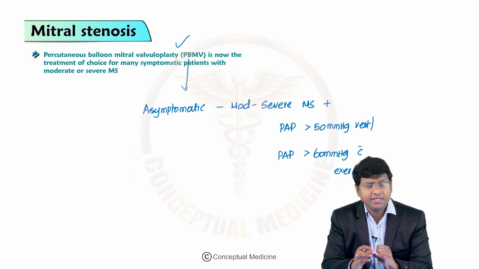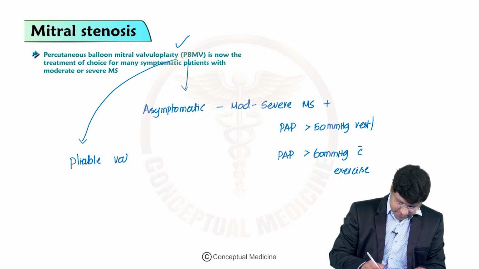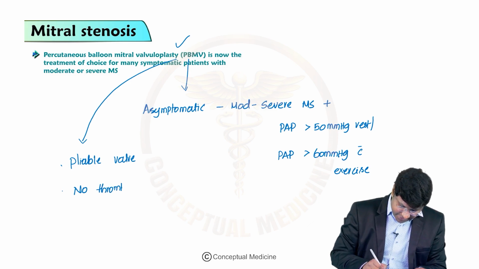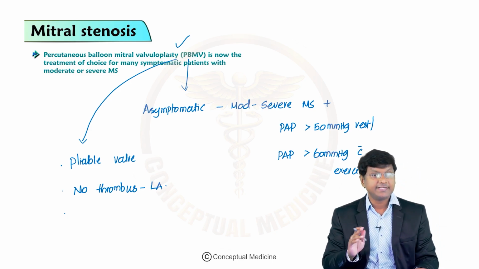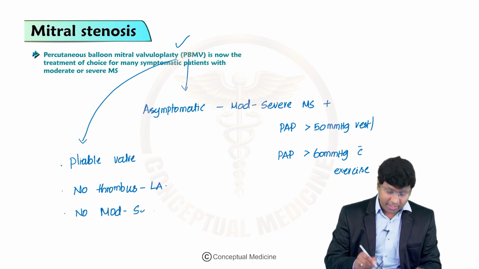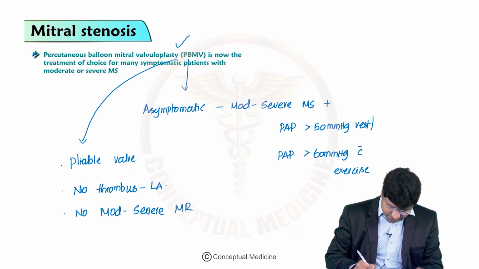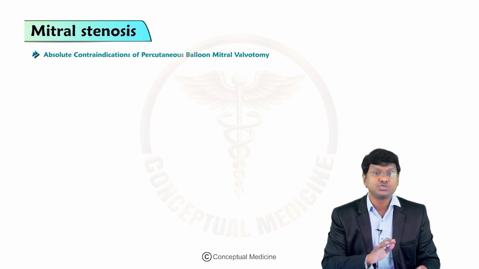PBMV is only recommended for patients with favorable morphology in the absence of left atrial thrombus. So PBMV should be done only if the valves are pliable, there should not be any thrombus in the left atrium, and the individual should not have moderate to severe mitral regurgitation. If the individual has moderate to severe mitral regurgitation, then PBMV should not be done.